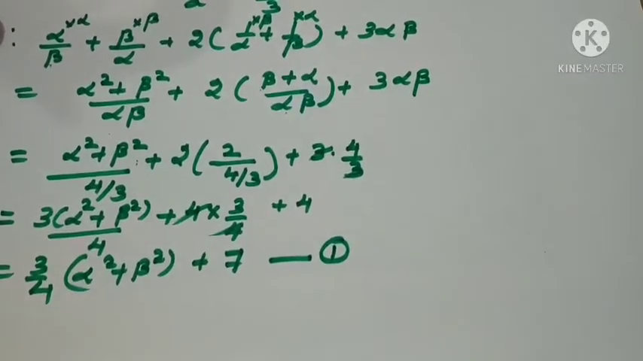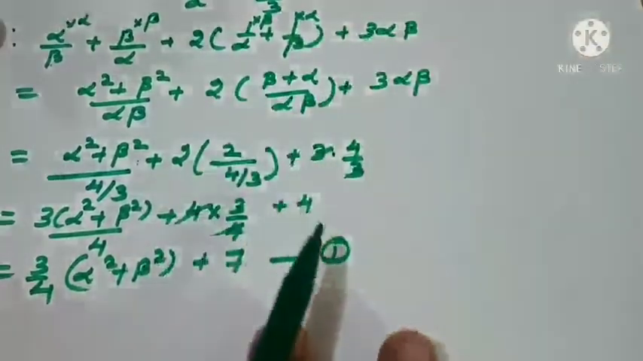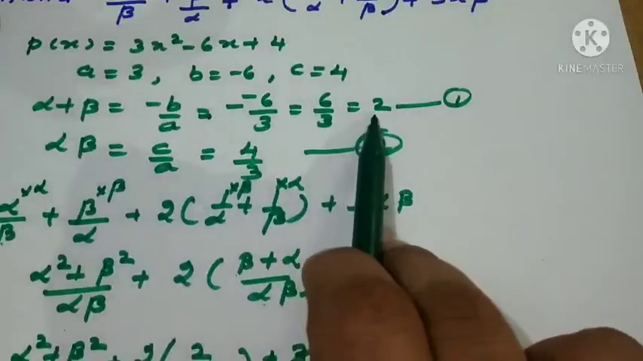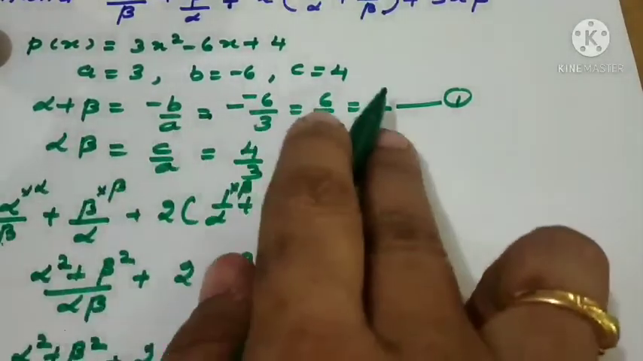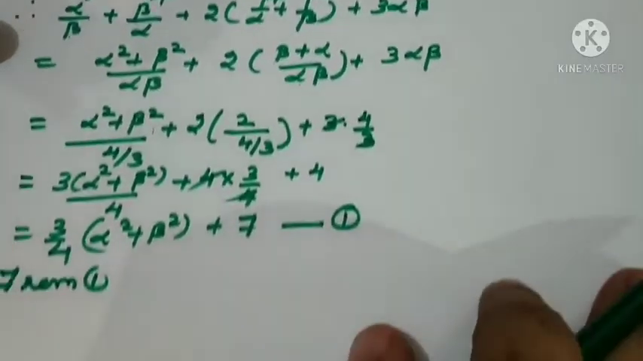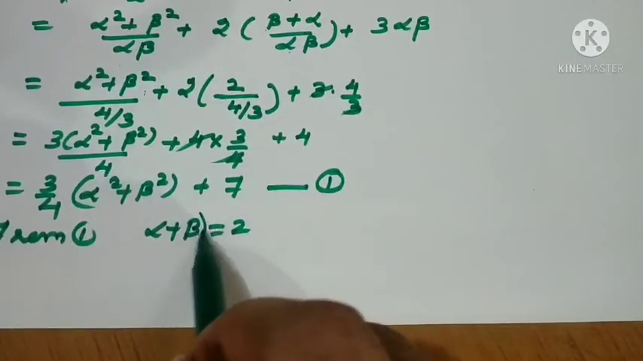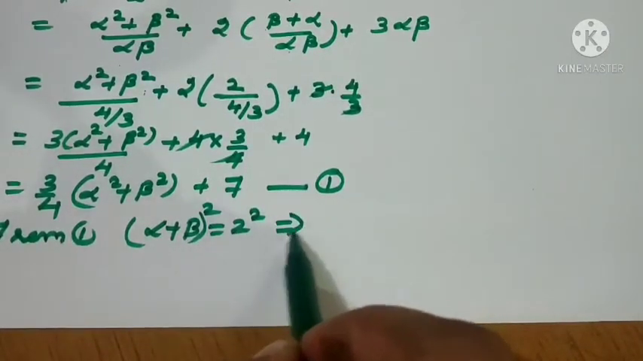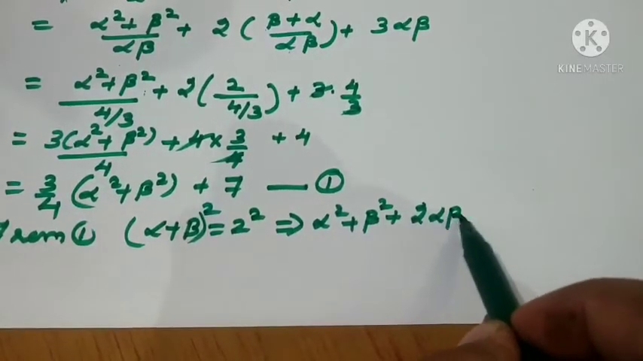Now we need what alpha square plus beta square is. So what should we do? Here we know that, I'll make it 1 here and 2. See, we got the sum of the zeros, alpha plus beta is 2, alpha beta is 4 by 3. That equation I'm going to use. So from 1, what we have, alpha plus beta equals 2. That I'll write here. Listen. Alpha plus beta equals 2. So squaring on both sides, alpha square plus beta square plus 2 alpha beta equals 4.